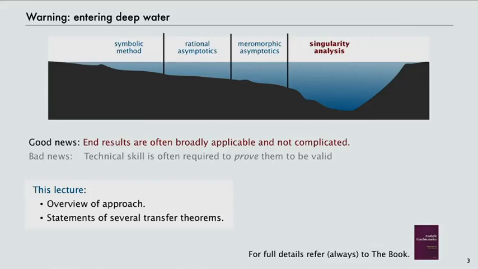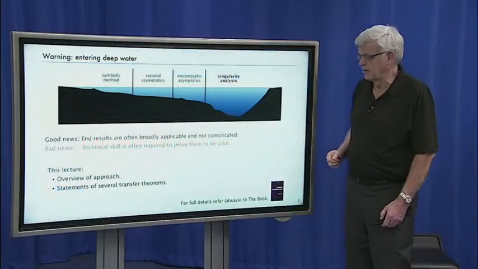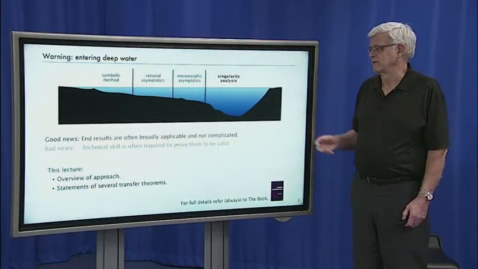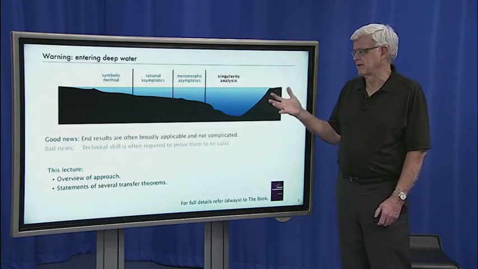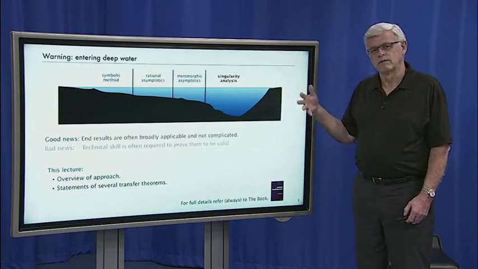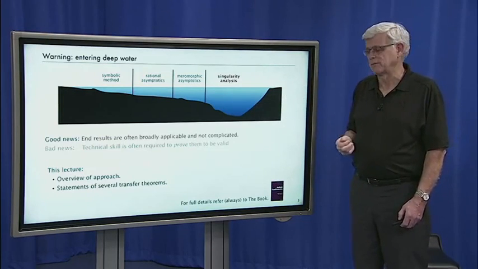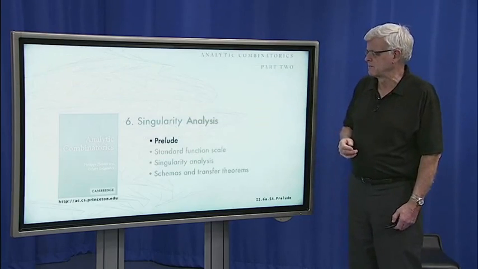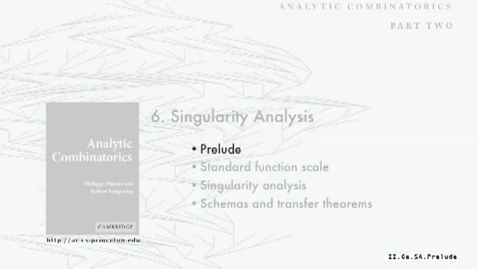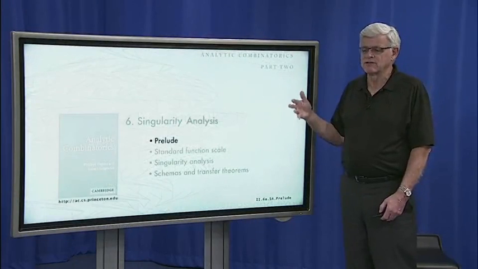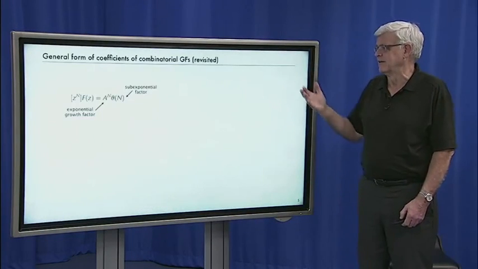So what we're going to do in this lecture is give an overview of the approach, and then we're going to discuss several basic and broadly applicable transfer theorems. And again, full details are in the book, but this introduction, I think, will persuade people that there's a basis for this kind of analysis getting us to good asymptotic results in many, many cases. Now, I'm going to start with a prelude that will help put the characterization of the kinds of functions that we're talking about into context.